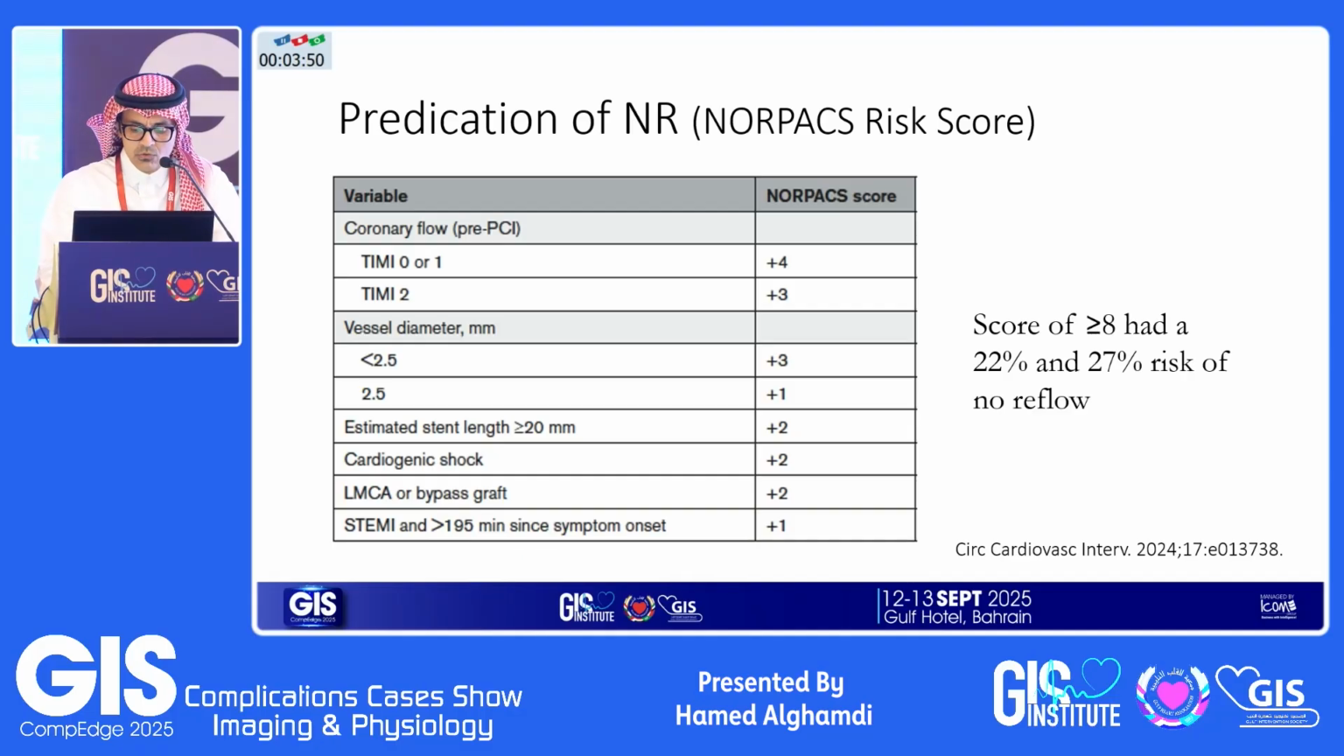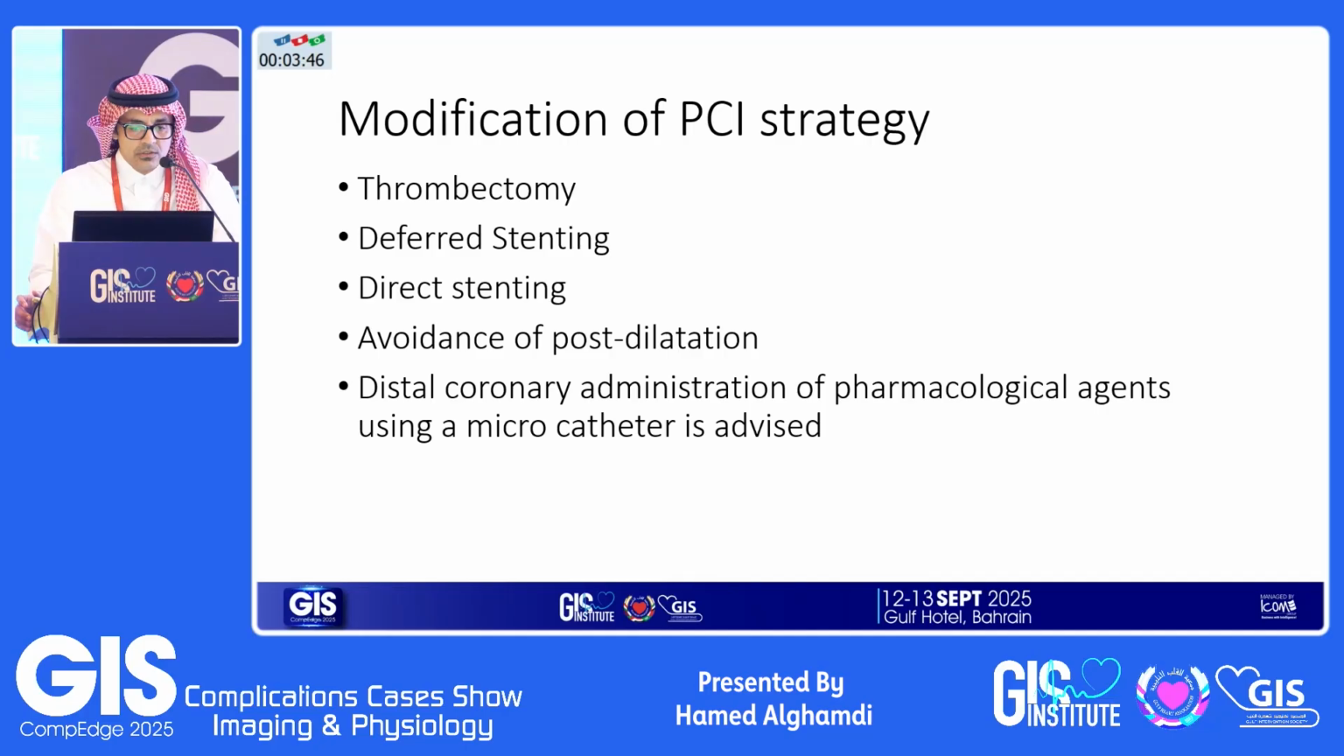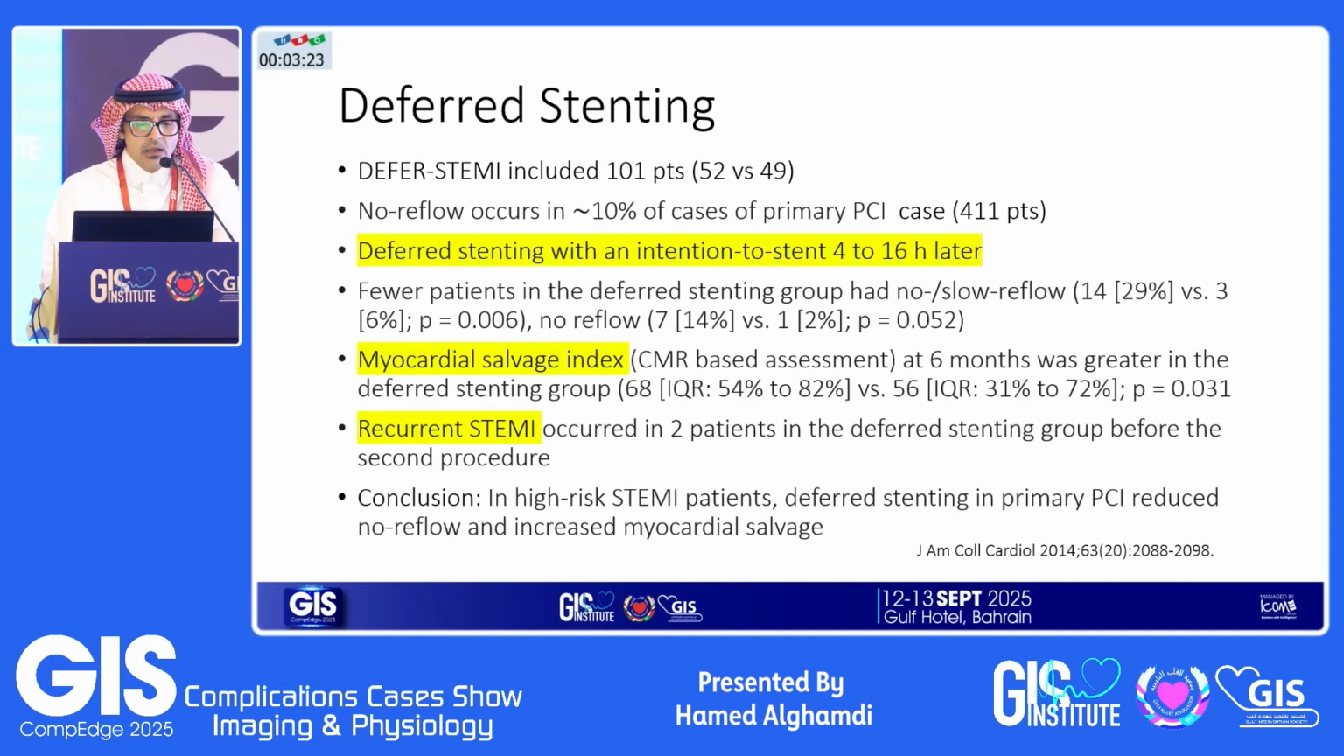So that could be a good tool to keep in our mind when we're dealing with our emergencies. What do I mean by modification of PCI? Thrombectomy should be used whenever deemed suitable, especially in visible and large clots. Deferred stenting should be considered, direct stenting, avoidance of post-dilatation, distal coronary administration of pharmacological agents using a microcatheter or aspiration catheter if used for thrombectomy. I think I will skip over these.